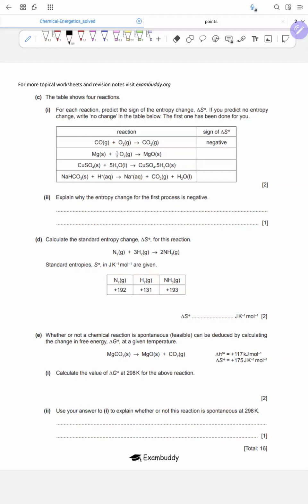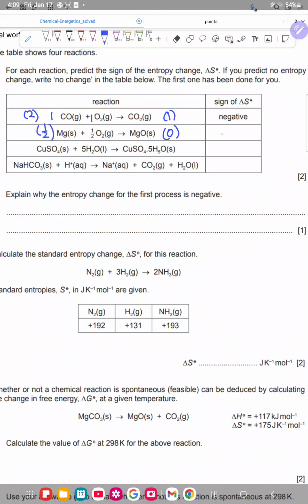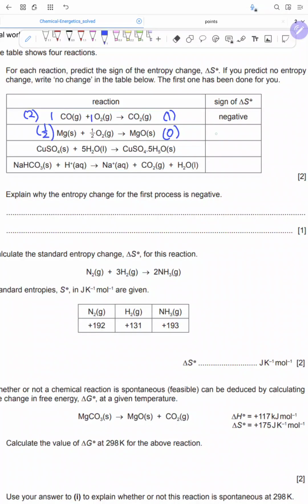Alright. Tables for the reactions. We have to predict the sign of the entropy change. So let's judge. We have 1 mole of gas, 2 moles of gas, 1 mole of gas. It's negative because it's product minus reactant, so it's negative. Reaction will not happen. So we have half mole of gas and 0 mole of gas. So it's negative.